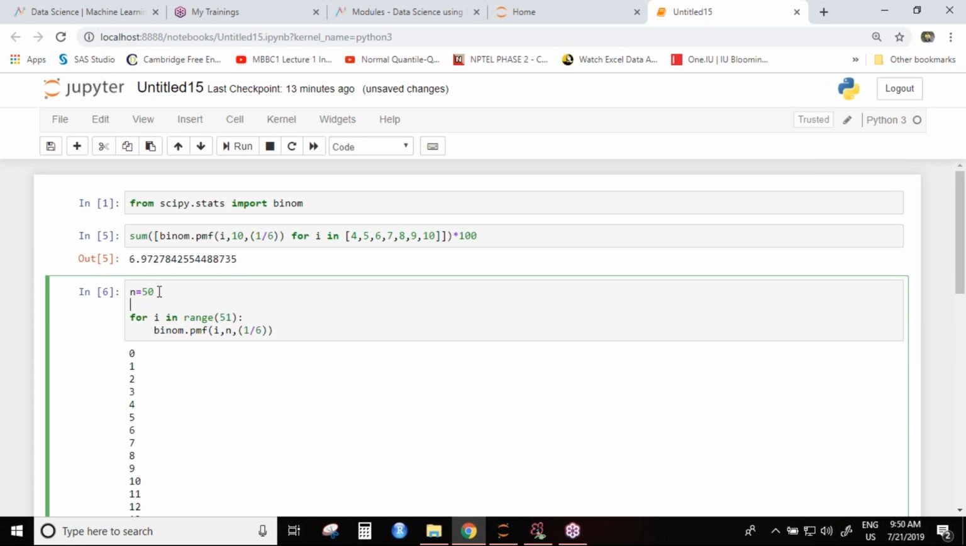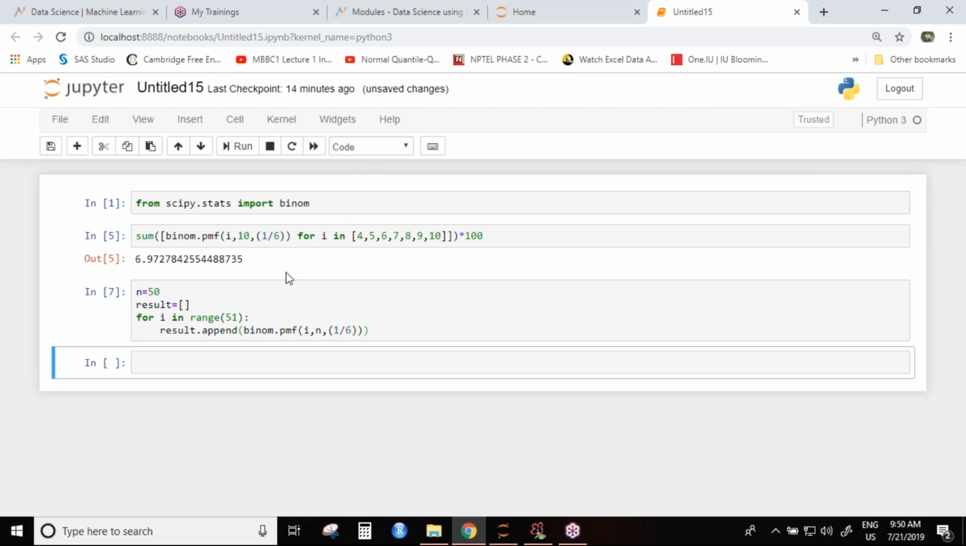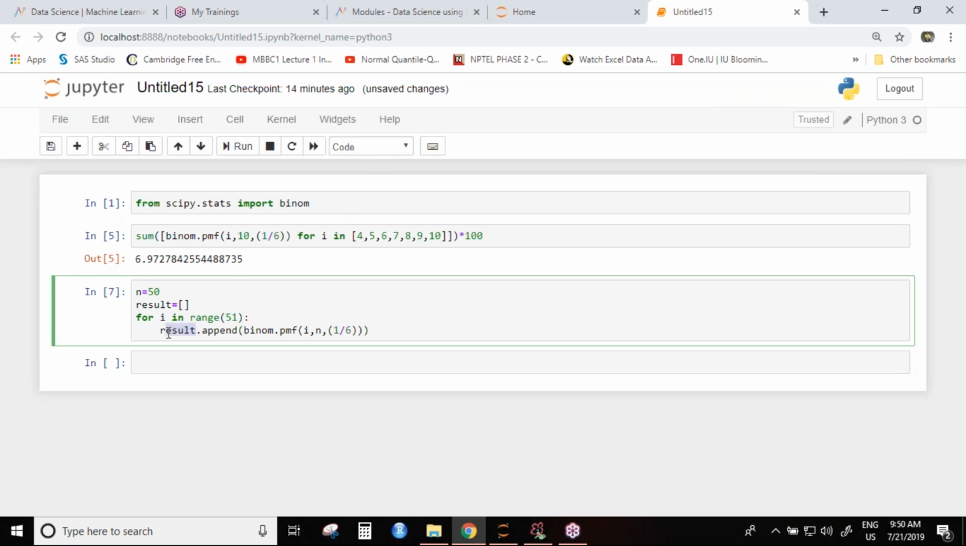Let me store it in some variable. So let me say result is equal to open close braces, so an empty list I have created, and then I will write result.append. I'll append my results here. Now if I run this, I will get the probabilities. Let's see how they look.